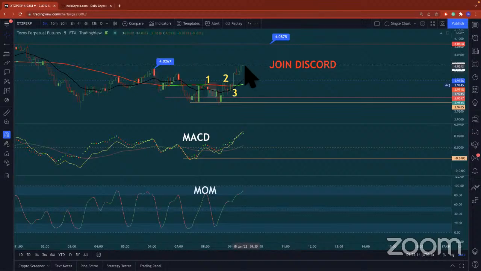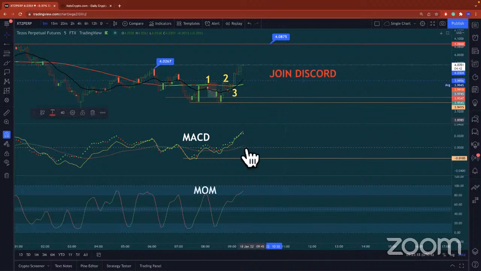Looks like we broke it. Close above it, stay above it. This will be our target for sure.